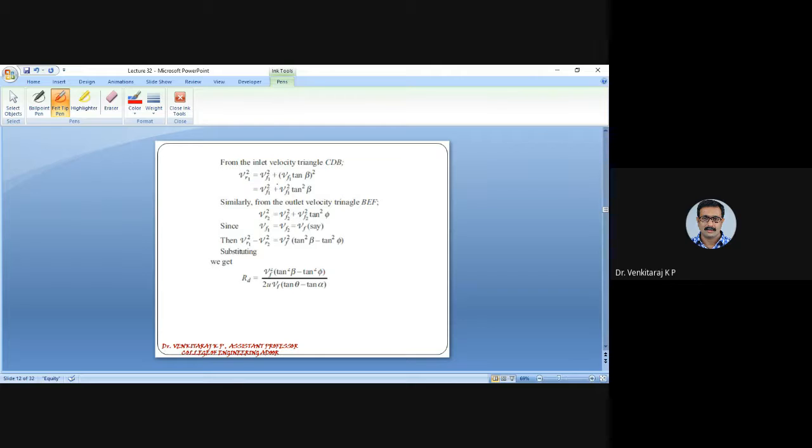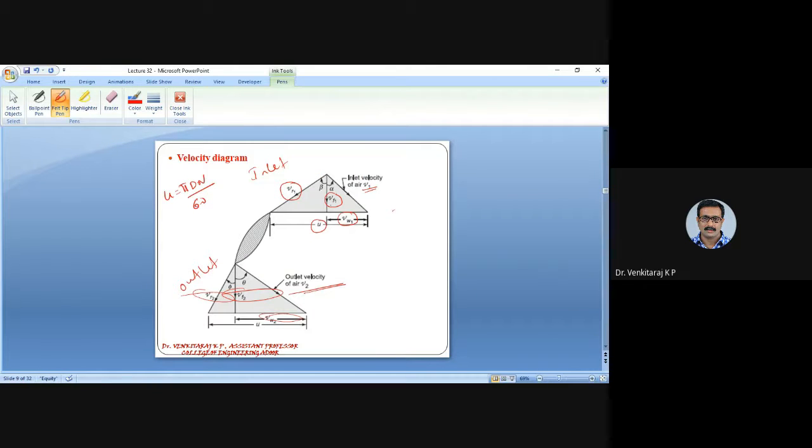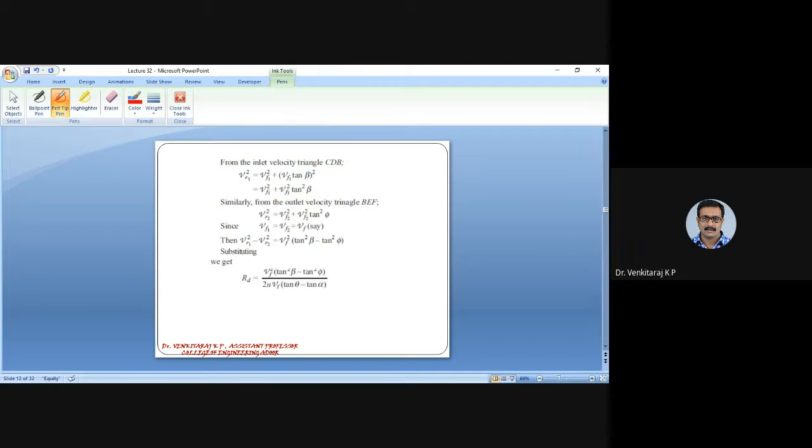So VR1 square you can write as VF1 square plus that. These trigonometric relations you can write from these equations. If you take this right angle triangle like this, VR1 is the hypotenuse, so VR1 square will be equal to VF1 square plus U minus VW1 square. This much you can write in terms of tan beta. Tan beta is VF1 by this third side of the triangle, so the third side will be VF1 tan beta. So that is what happens here, VF1 tan beta.